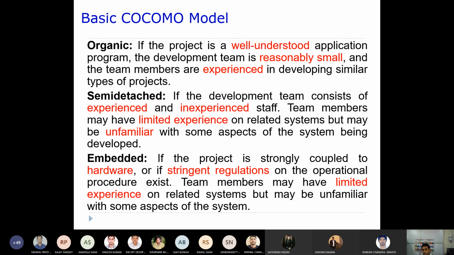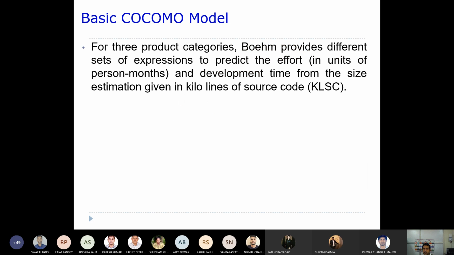So you need to think of the software or the project which is strongly coupled to any sort of hardware and also some stringent regulation; they are categorized as embedded. This is the way that Boehm categorized these projects. For the three product categories, Boehm provides different sets of expressions to predict effort.